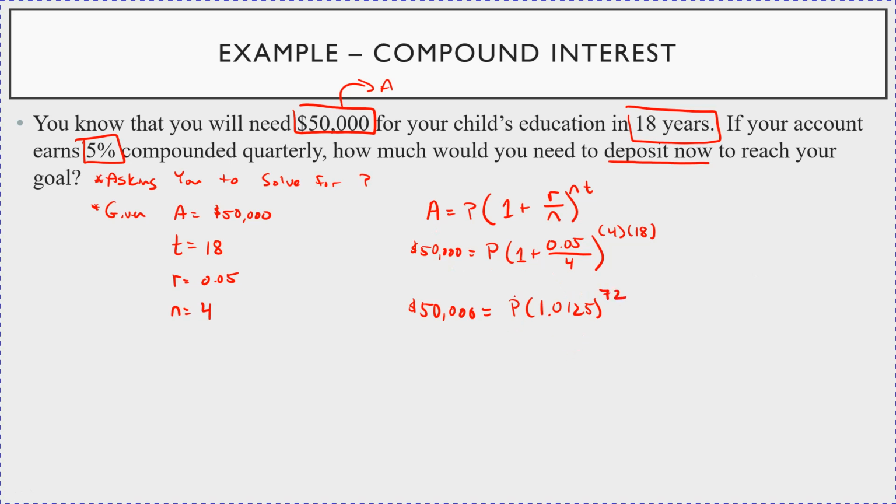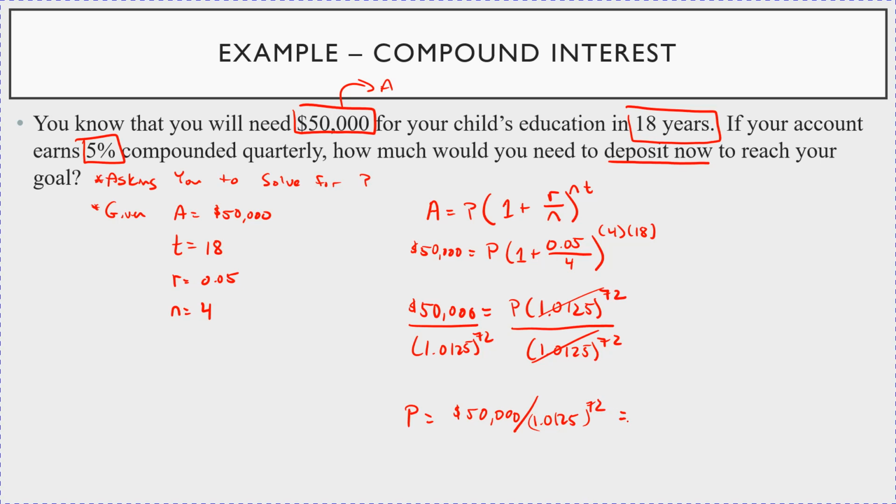All right, what you want to do to get P by itself is you're going to divide both sides by this number, whatever this is. And watch how I do it in the calculator. Okay, so these are going to cancel. So I'm going to get P, the principal, is equal to 50,000 divided by this number, 1.0125 to the 72nd power.